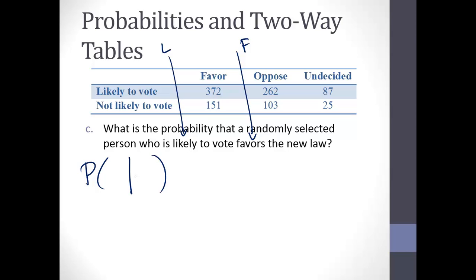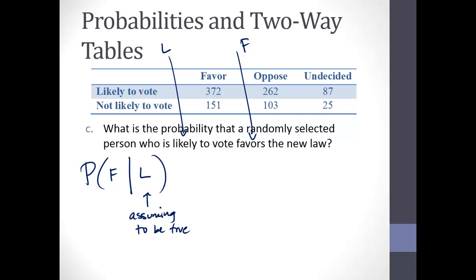Put a little bar there in our probability parentheses. And so then what am I assuming is true? Yeah, I'm assuming that I have someone who's likely to vote. So does the L go on the left or on the right? On the right, yes, exactly. Again, what goes here is what we're assuming to be true. So given that a person is likely to vote, what's the probability that they favor the new law? So P of F bar L, we can read that again as the probability of F given L. So given that L happened.